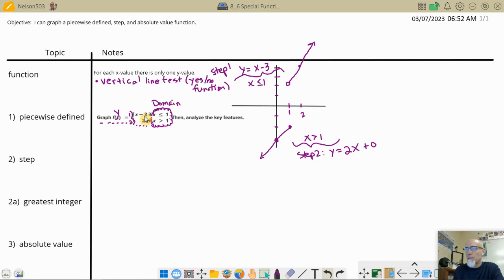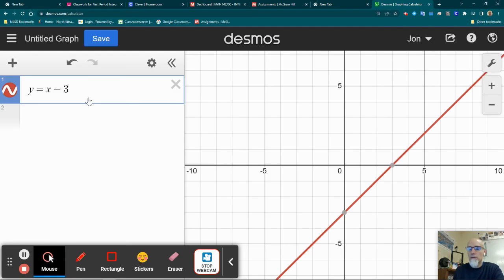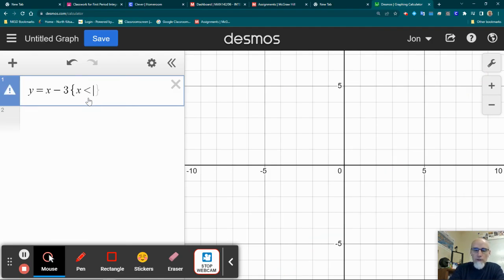Now we're going to tell it if x is less than or equal to 1. And here's how you do that on Desmos. You put a curly bracket down and you go x less than or equal to 1. Feels like we've done this before, doesn't it? I think we have. Okay, so the wonderful thing that Desmos does is it restricts the function. We had that line going on forever. Now it's just stopping right there.